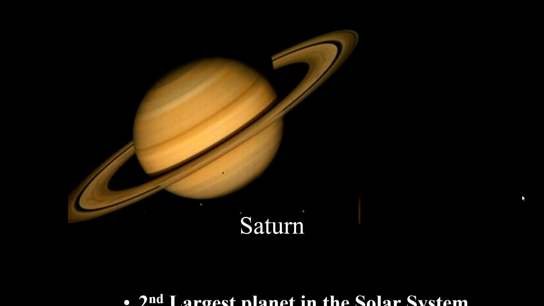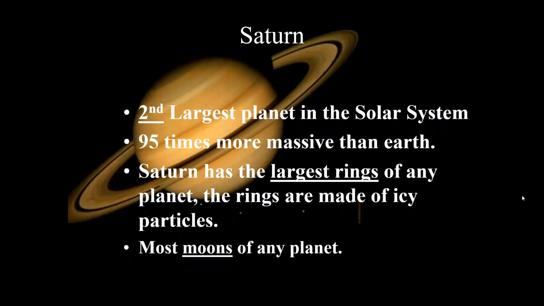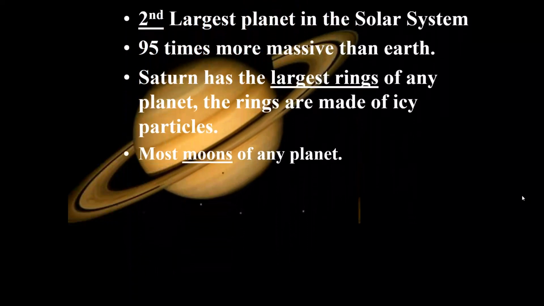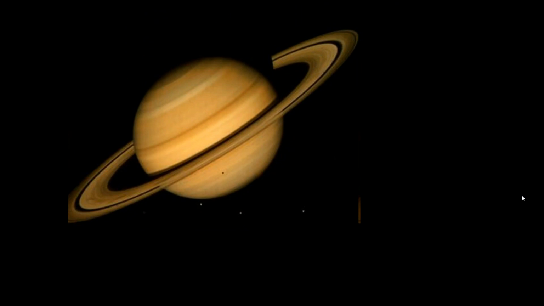Saturn, the second largest planet in the solar system, 95 times more massive than Earth. Saturn has the largest rings of any planet. The rings are made of icy particles. It has more moons than any other planet.